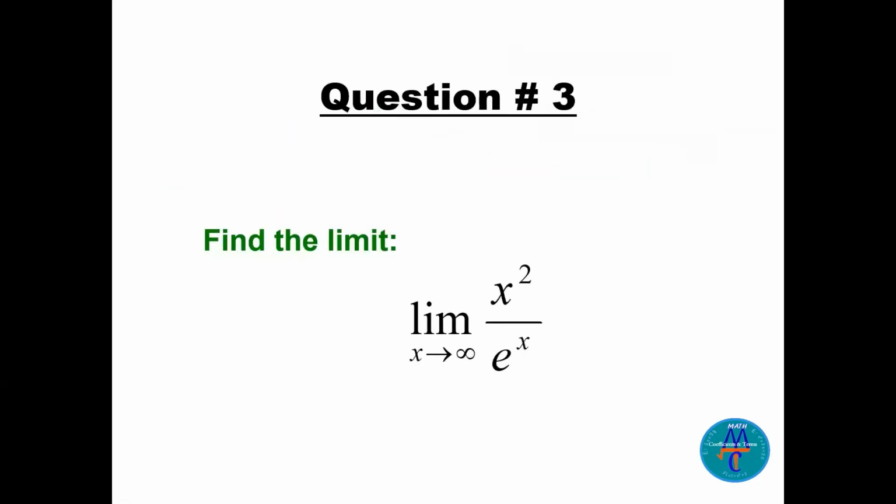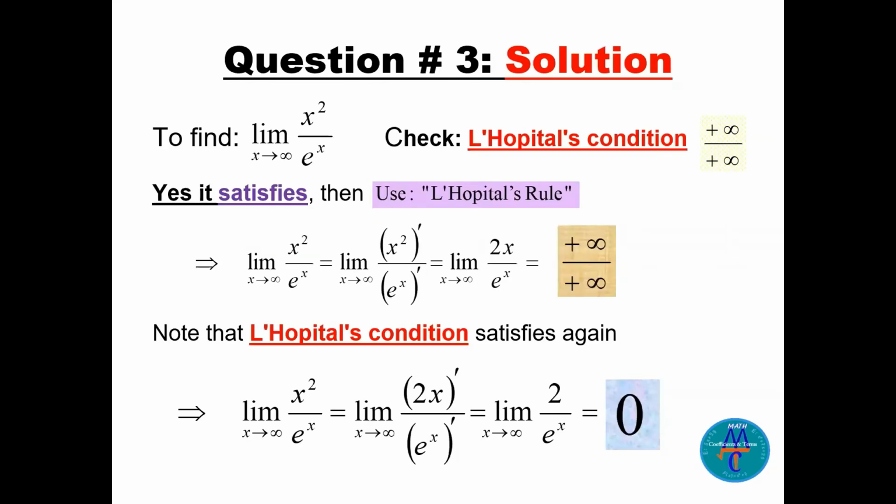Question number 3, find the limit of x squared divided by e to the power x as x goes to infinity. Now, to find the limit, we need to check the L'Hopital's condition. x squared, if x goes to infinity, will be plus infinity, and e to the power x as x goes to infinity will also be plus infinity. So the L'Hopital's condition is satisfied. So we can use L'Hopital's rule.